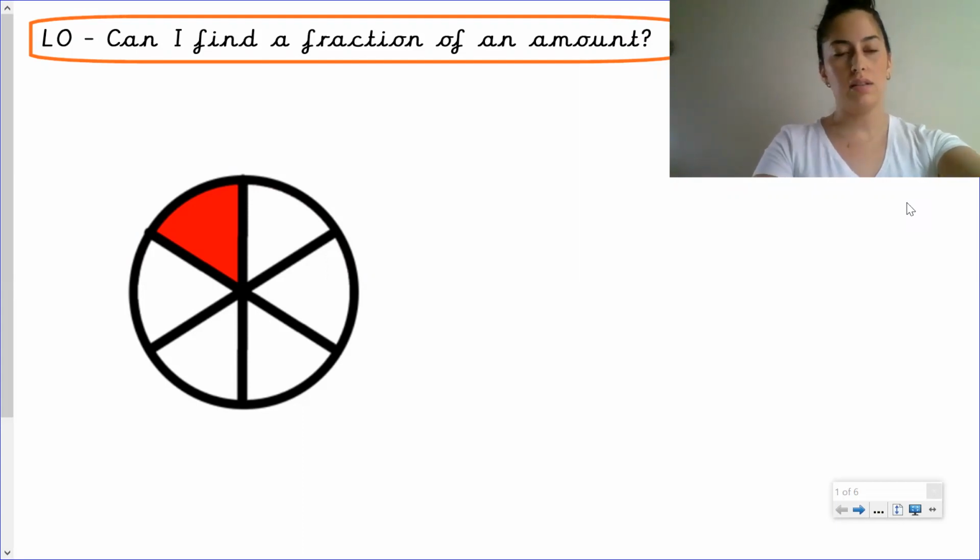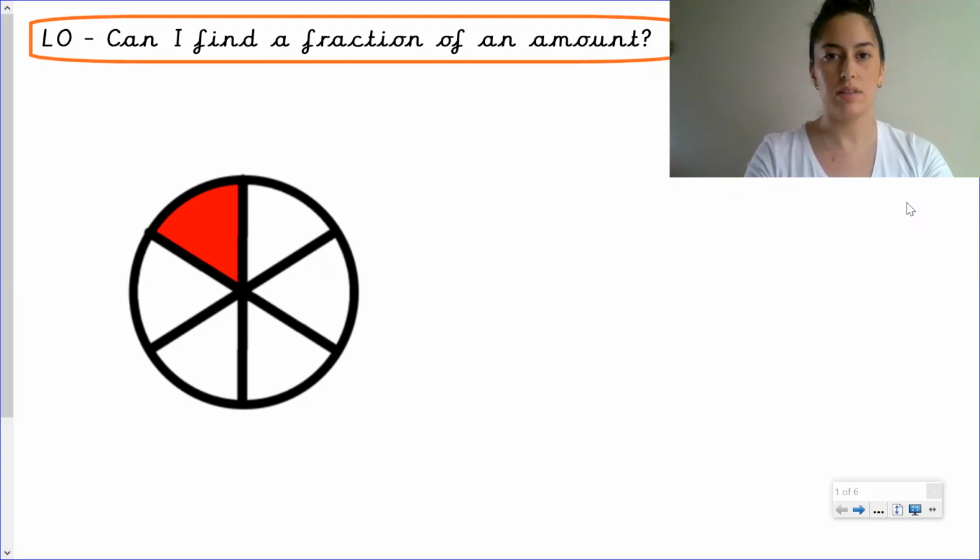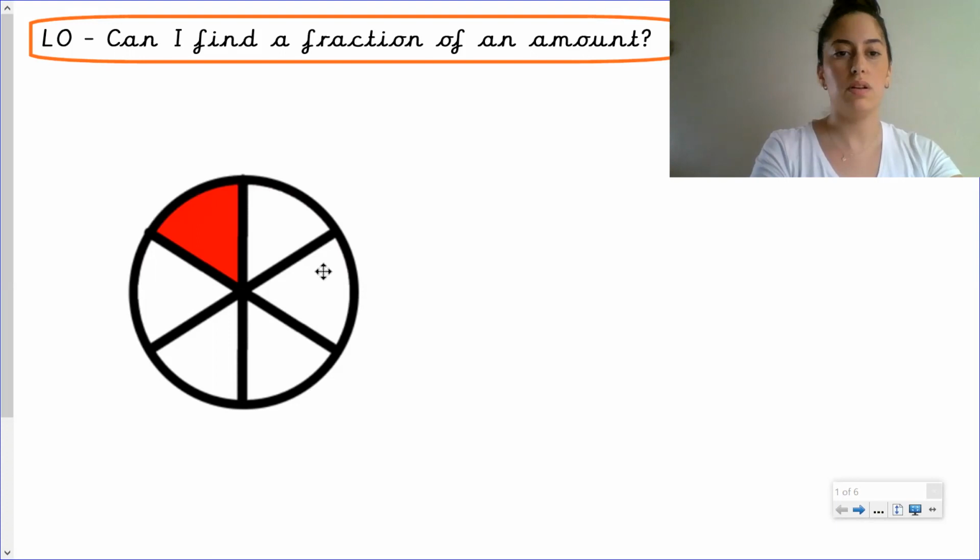So let's look at what we've learned already about fractions. In the previous lesson, we found a unit fraction of an amount. Today, our learning objective is, can I find a fraction of an amount, a non-unit fraction? Let's look back at what we know. Pause the video, look at this whole image, and write a fraction to represent what you can see.